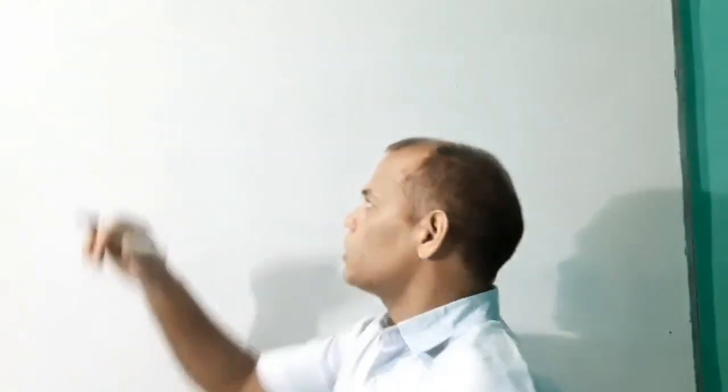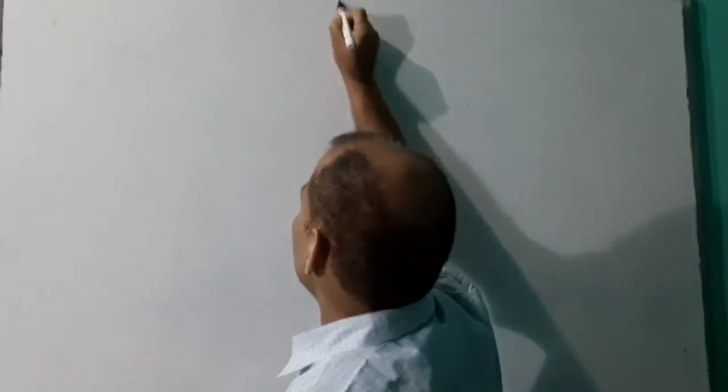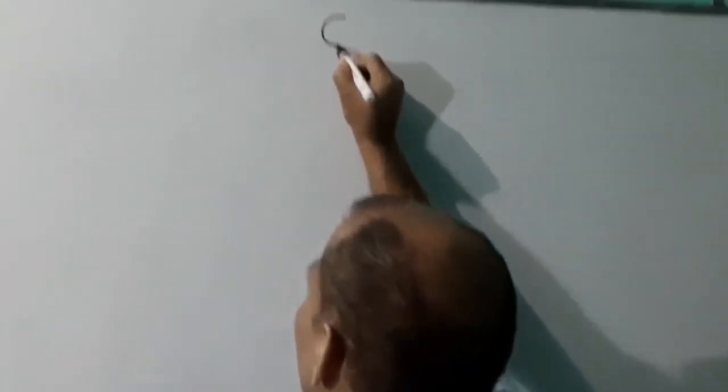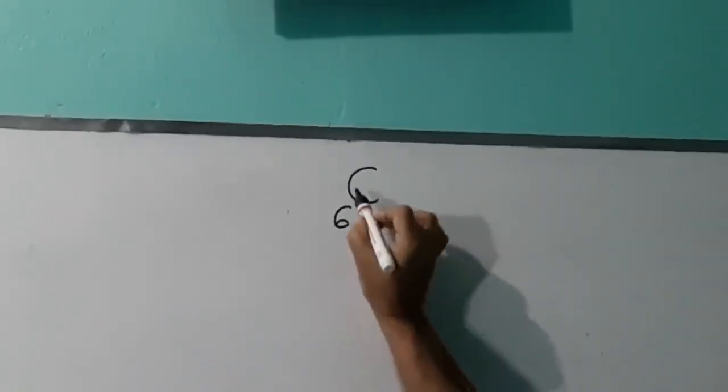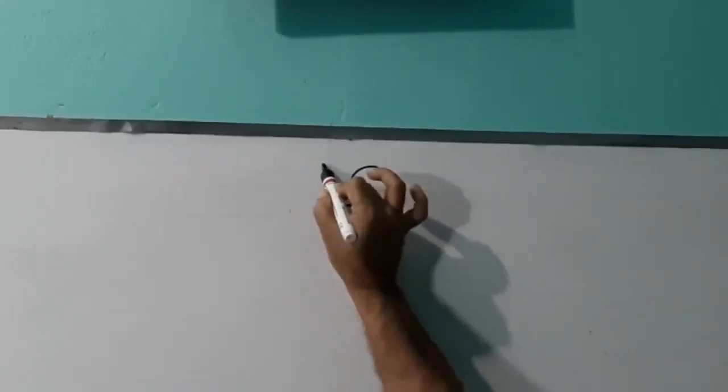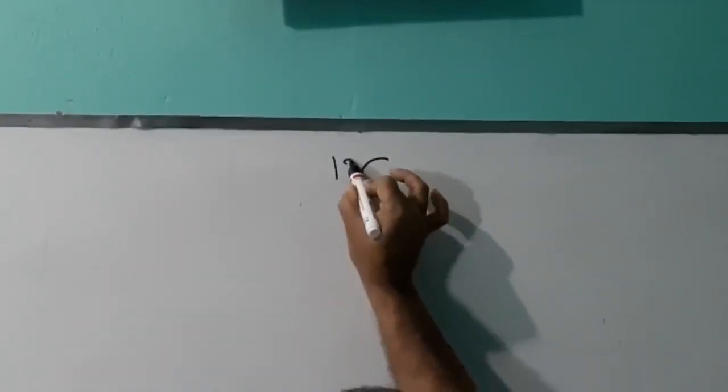So today we are going to start lesson 4, carbon and its compounds. First of all, when we say carbon, its symbol is C. Its atomic number is 6 and mass number is 12.